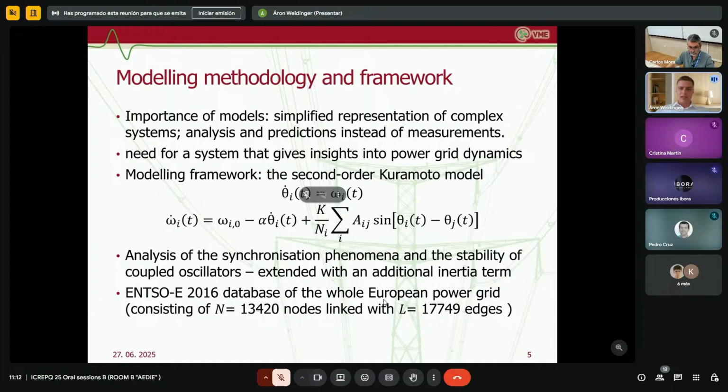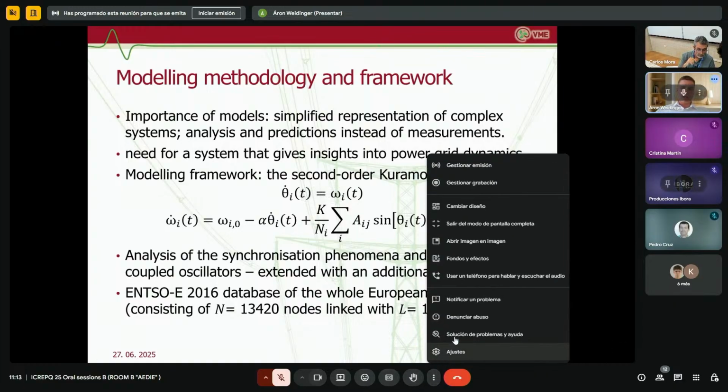Each oscillator has its own natural frequency, omega 0, a damping term alpha, representing inertia, and the coupling strength K, which describes its interactions with neighbors based on the weighted neighborhood matrix A, and the number of connections N. Together with the oscillator's phase angle theta, these components determine the rate of change of its frequency over time, reflecting the dynamic balance within the network.